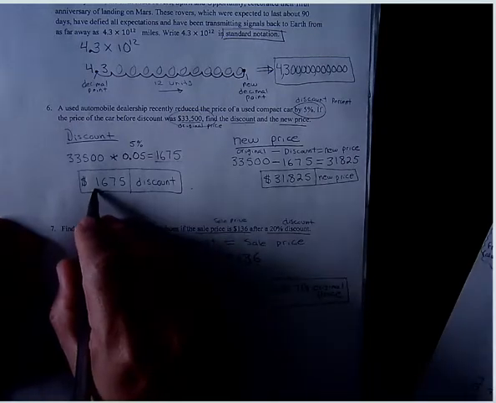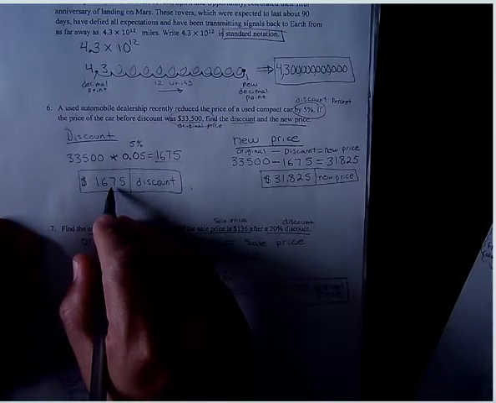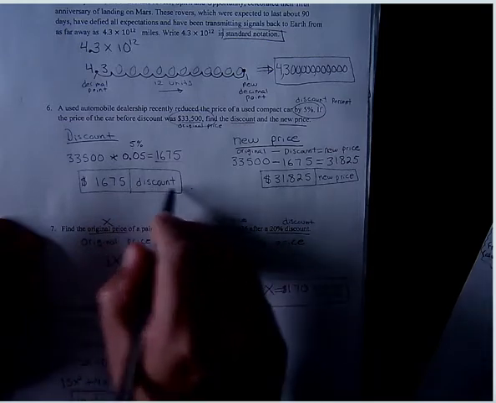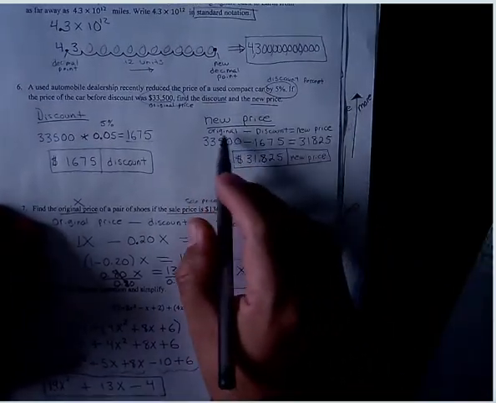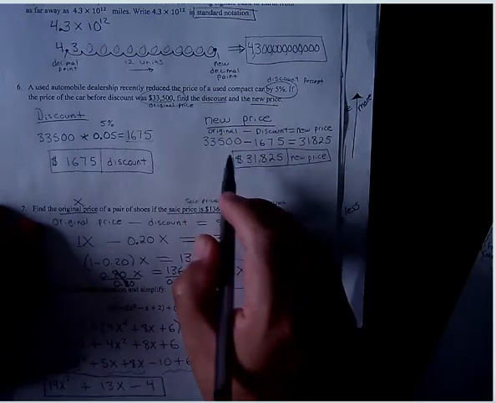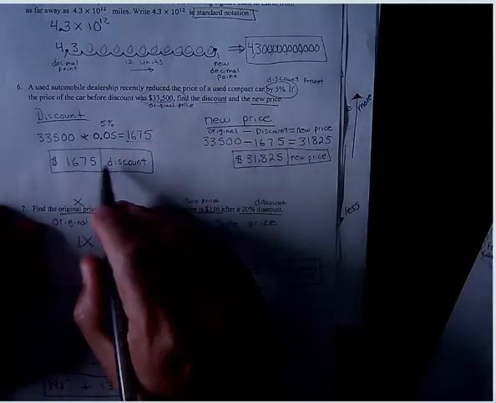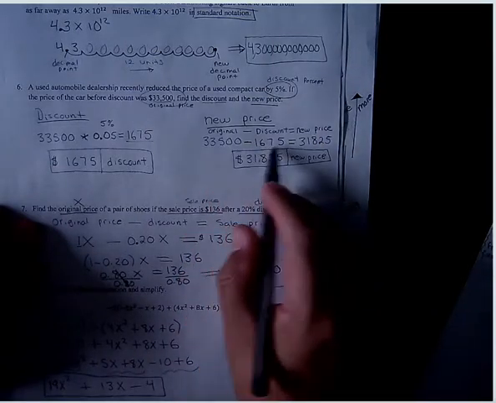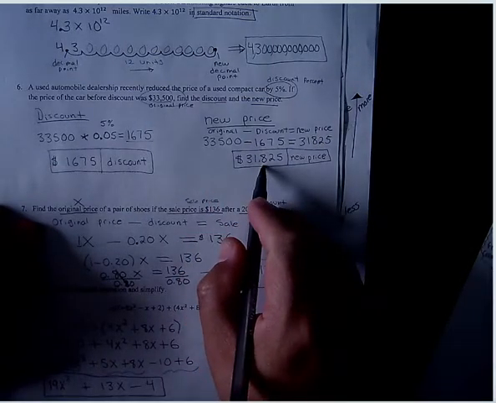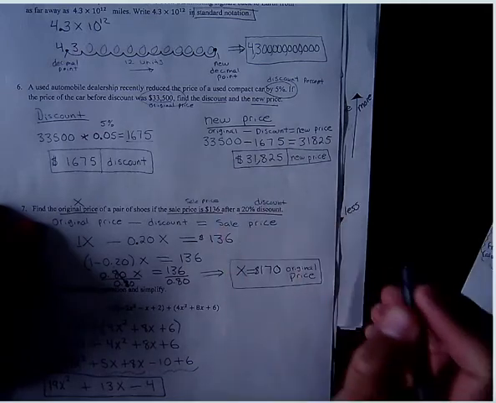I wrote it down here. $1,675 discount on that car. To find the new price, remember the original, which is that given, minus the discount should give you the new price, and that's all I did. Original minus discount, and that's the new price. 31,825.